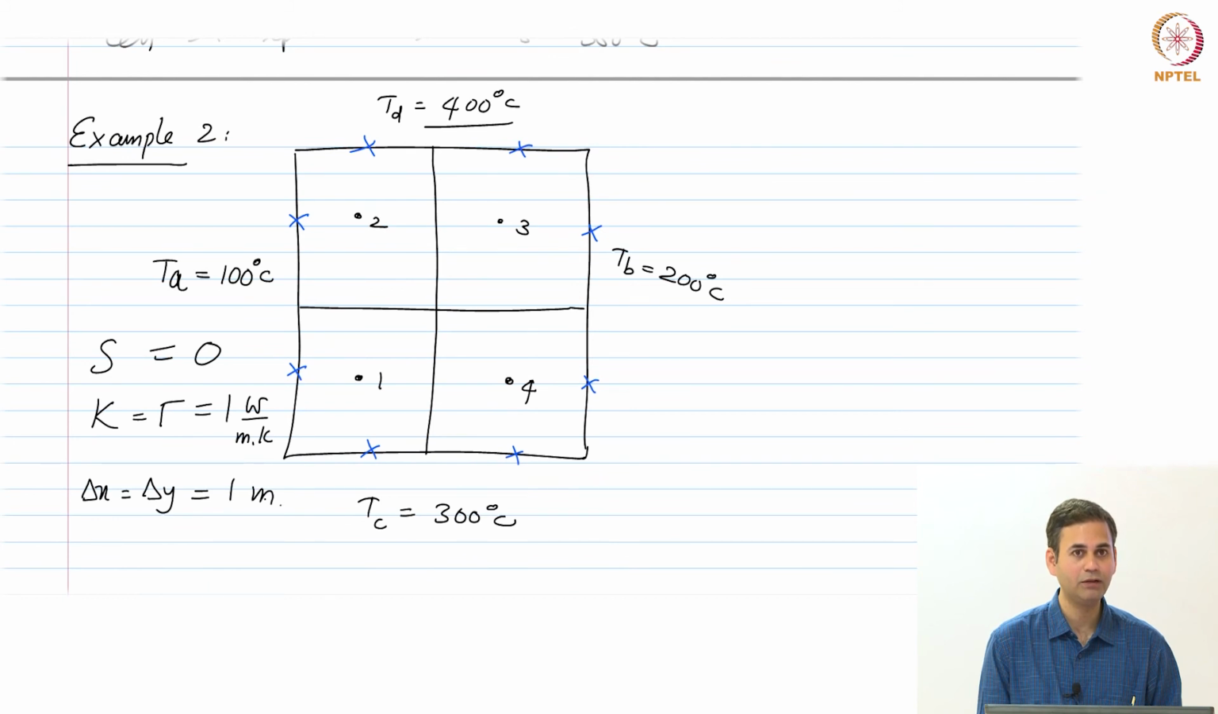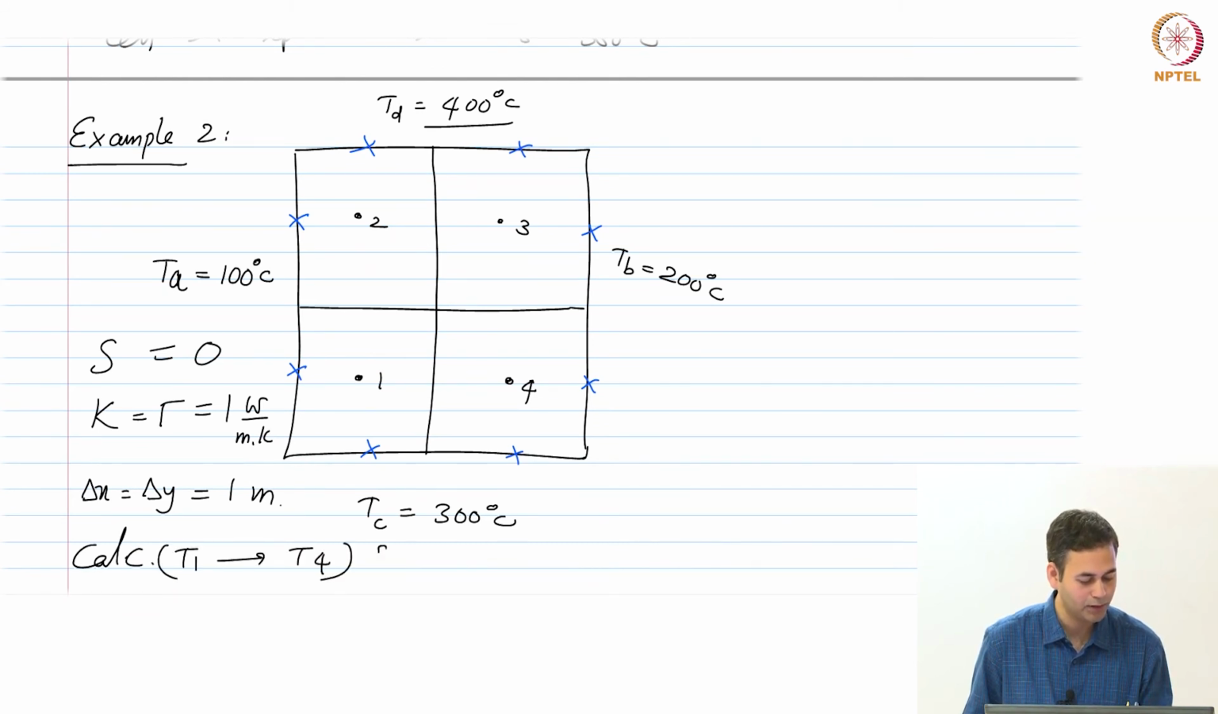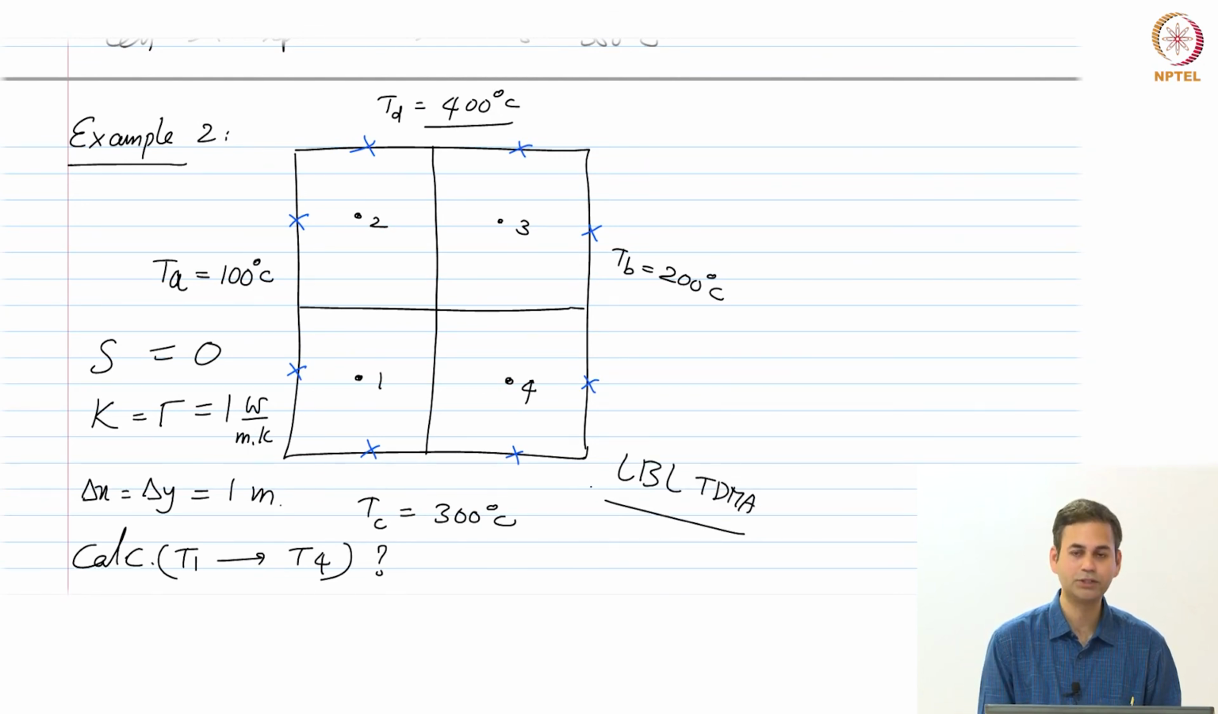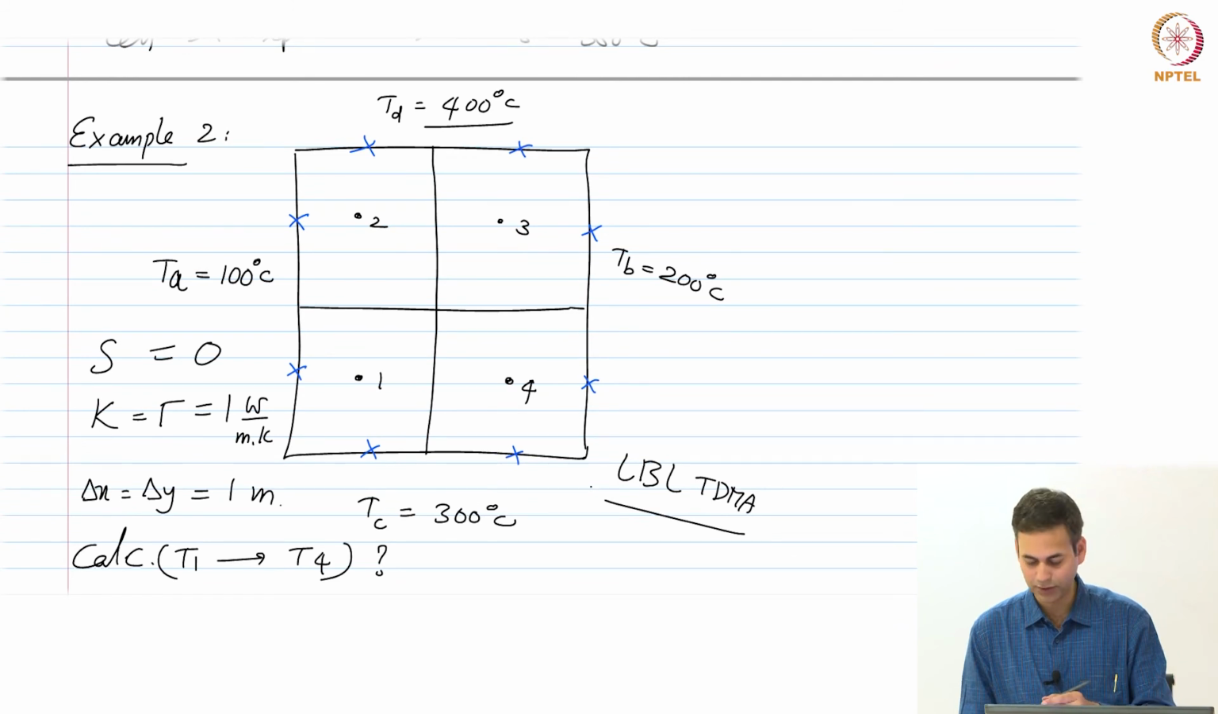Then what is the problem here? Calculate T1, T2, T3, T4, okay. So, essentially calculate T1 to T4, okay, using finite volume method, okay, and using line by line TDMA. We will just do like one iteration of the sweep, okay, or maybe not even one, okay, just one solid solution, fine.